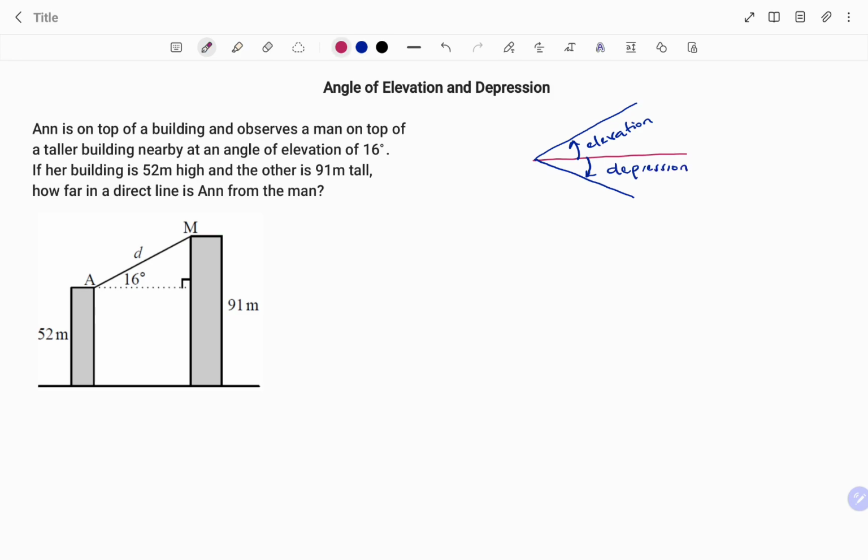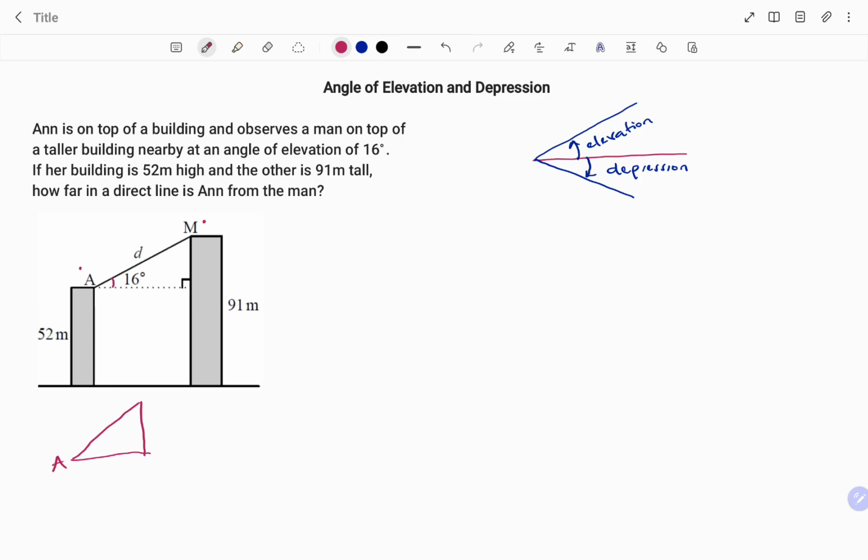Back to the example given, the diagram is shown. Anne is sitting on top of the building that is 52 meters high. The man is on top of a taller building that is 91 meters high. The angle of elevation has been given as 16 degrees. To find the distance d, from Anne to the man, I'm going to draw a rough sketch of the right angle triangle formed.